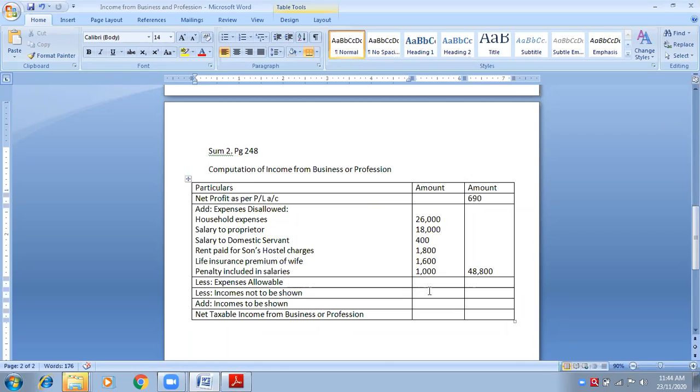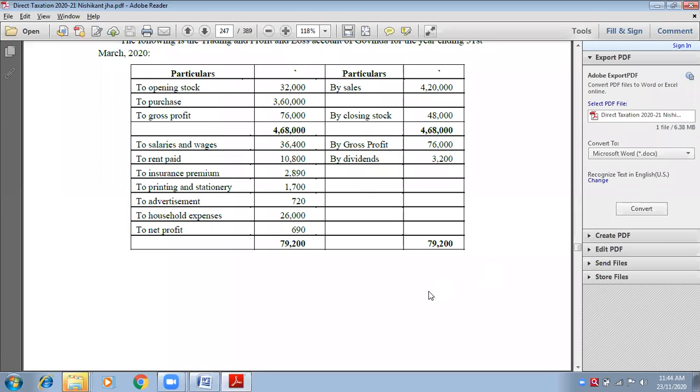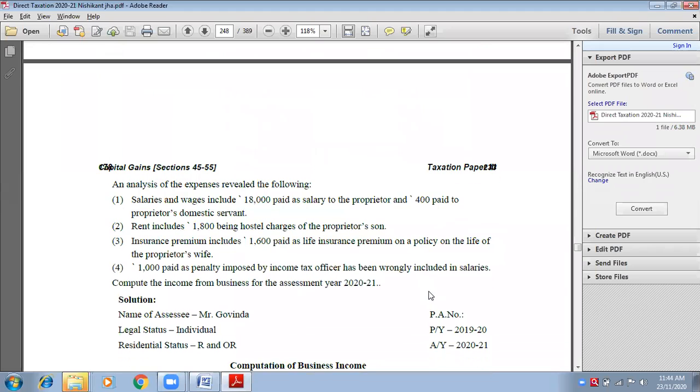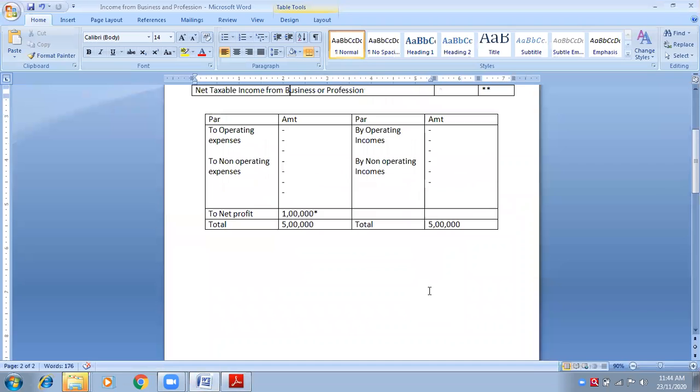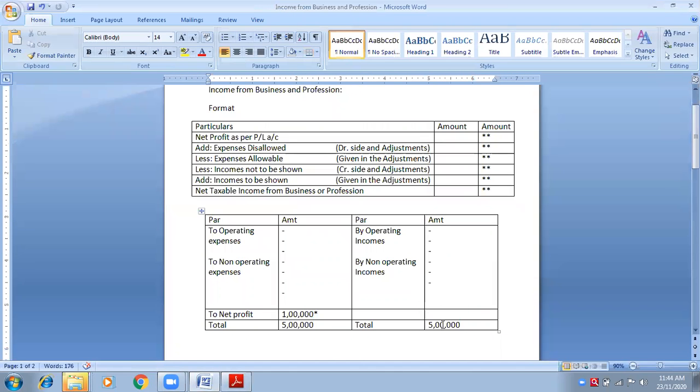Less expenses allowable. This will be shown only in the adjustment. I already told you. If you want to revise it, please look at this table. Less expenses allowable will be given only in the adjustment. Add incomes to be shown will also be given in the adjustment. And the third item, less incomes not to be shown, is on the credit side and adjustments. Is it clear, everybody? Yes, ma'am.